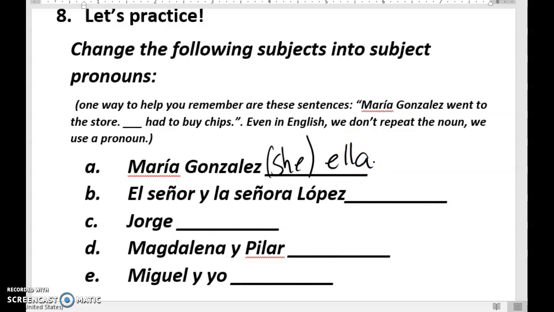El señor y la señora Lopez went to the store. Blank had to buy chips. So it's more than one. We know that it's a plural. And it's a male and a female. That makes it masculine.